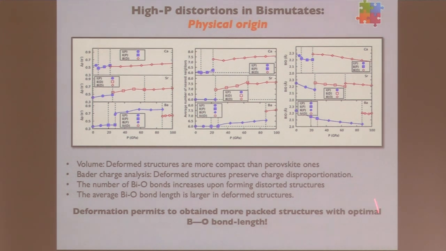I think the only thing that you can say here is that your tendency to disproportionation is really there. Even at zero pressure, it may have some local distortion that may enhance it. He didn't explore it. I think this is a strong indication that it could be something interesting to look into.